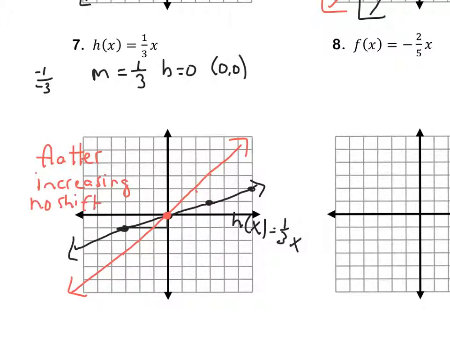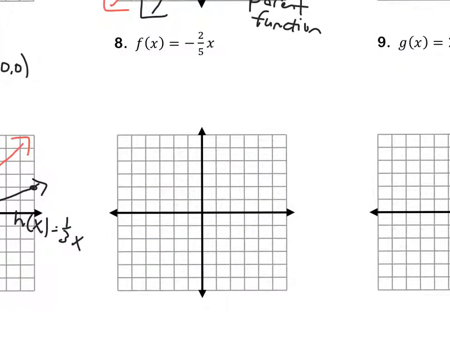So I'm kind of adding things. So you should go back and look at the others, and you need to decide these 3 things. Is it flatter or steeper? Is it increasing or decreasing? And is there a shift? All right, last 2. All right, you can try this on your own and pause it if you'd like.